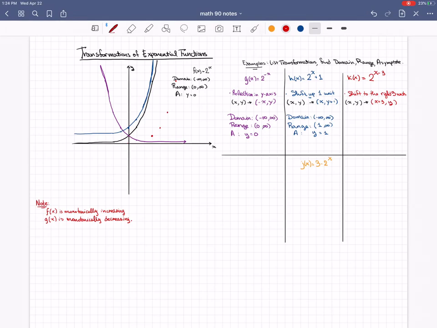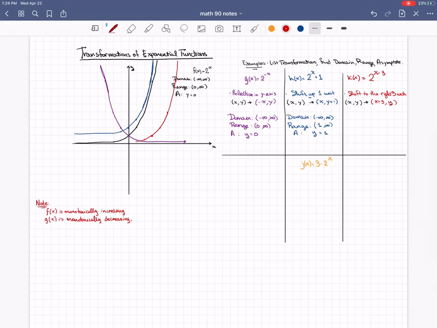Same thing here. Negative 1, 1/2 becomes 2, 1/2. Negative 2, 1/4 becomes 1, 1/4. And so there is the shape. Same exact shape. Just everything was shifted to the right.